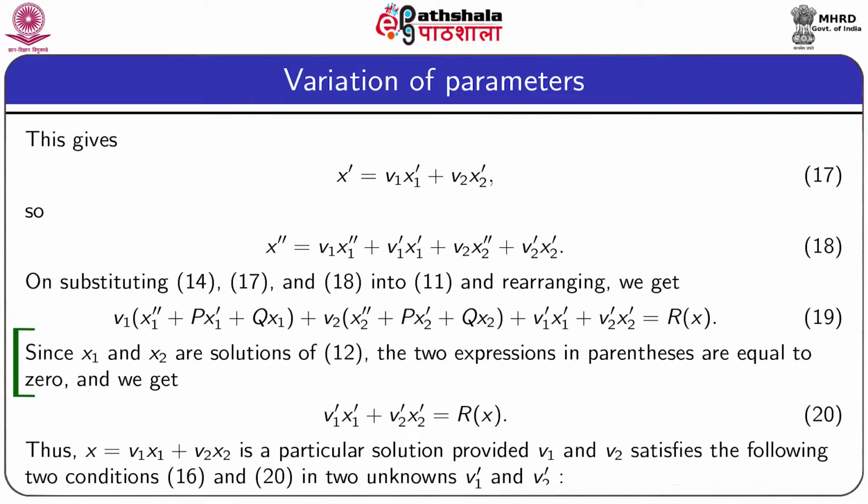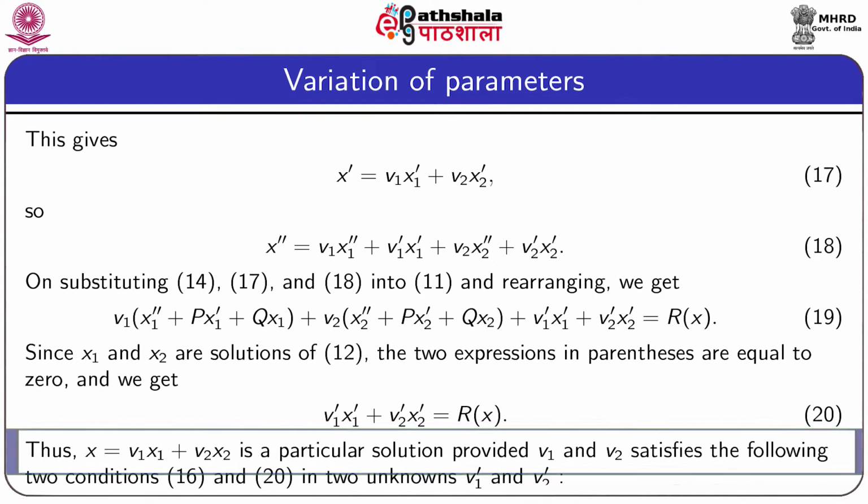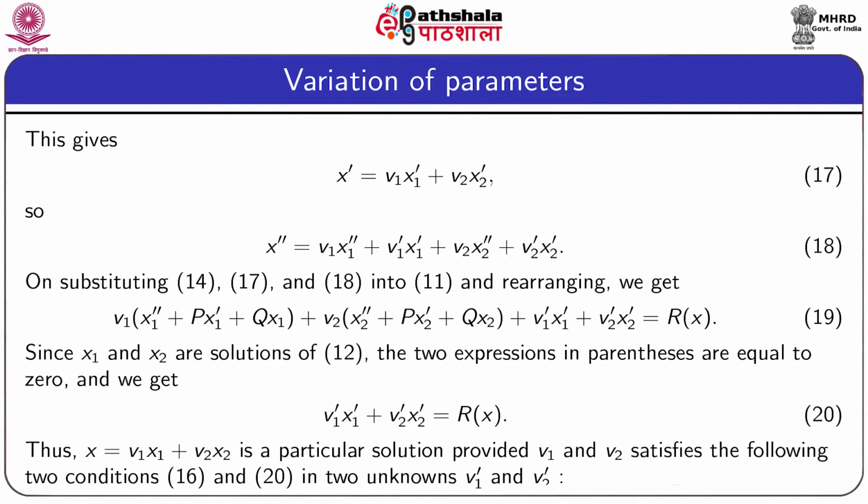Since x1 and x2 are solutions of 12, we have x1 double dash plus p x1 dash plus q x1 equal to 0, and x2 double dash plus p x2 dash plus q x2 equal to 0. Then equation number 19 reduces to v1 dash x1 dash plus v2 dash x2 dash equal to r x, given by equation number 20. Thus, x equal to v1 x1 plus v2 x2 is a particular solution, provided v1 and v2 satisfy the two conditions given by 16 and 20 in two unknowns v1 dash and v2 dash.